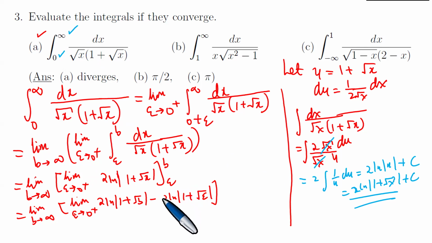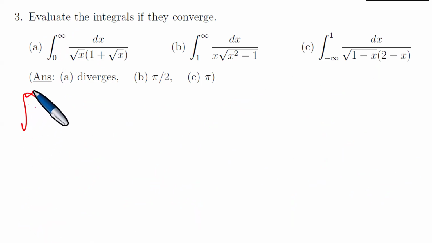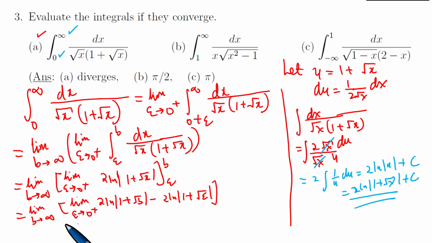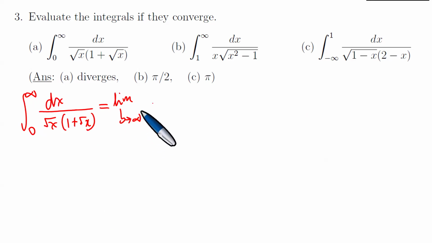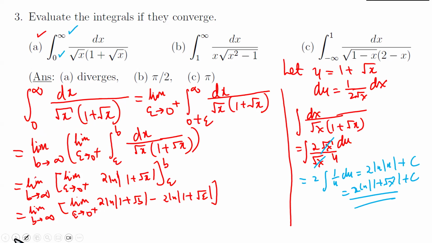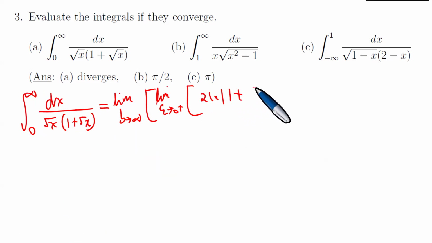Okay, so now think about this. So now this is what we have. In other words, this means the following. Whenever we have this integral here, which is dx over the square root of x, 1 plus the square root of x, this equals the limit as b approaches infinity, but there's another limit as epsilon approaches zero from the right, of 2 the ln of 1 plus the square root of b minus 2 the ln of 1 plus the square root of epsilon.